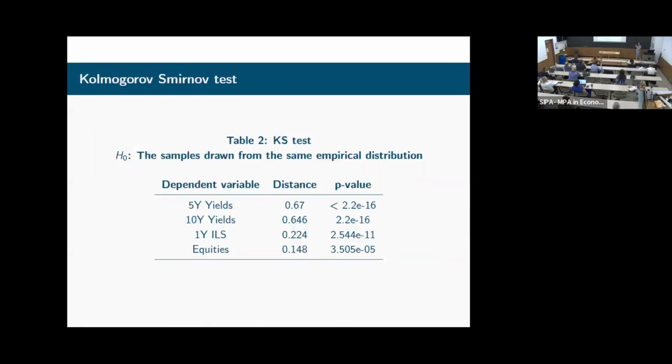And how can we check if this difference is statistically different, if these two average marginal effect densities are statistically different from each other? So we can do the Kolmogorov-Smirnov test. And here the null hypothesis is that the samples are drawn from the same empirical distribution. And as you can see here, for all p values, we can reject the null and say that these are coming from different distributions when we include nonlinear interactions versus not. And here the distance measure shows this is declining for equities and 1 year inflation linked swaps, but quite high in the case of 5-year and 10-year yields.